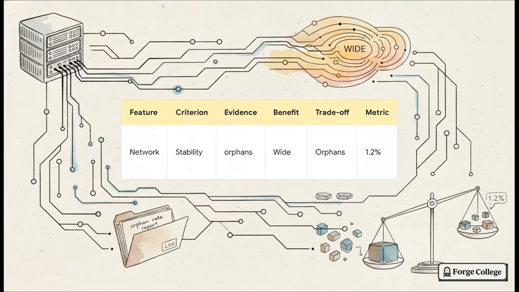And finally, we snap the third required piece right into place, network propagation. Here we're looking at consensus stability, citing our orphan rate report CSV. The benefit is that these simple gossip protocols allow for incredibly wide network participation. The trade-off, though, is that those propagation delays naturally increase the risk of orphaned blocks. And our supporting metric for this, a highly specific observed average orphan rate of 1.2%. Do you see how everything is tied together logically?